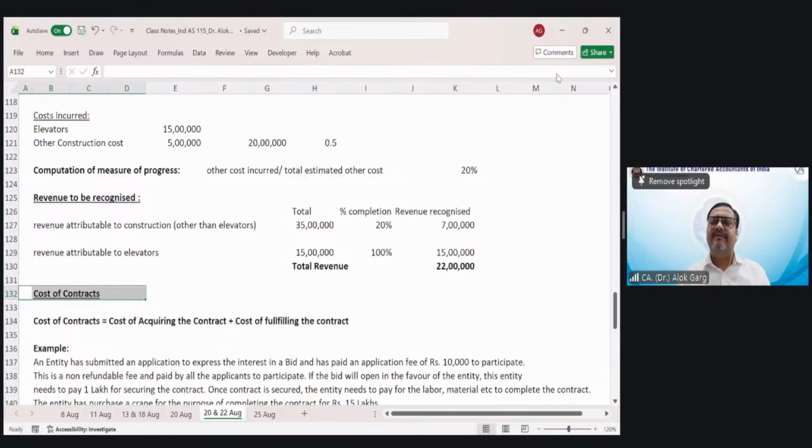For example, the entity has decided to bid in a government contract. Okay. And the terms and condition was, once the contract is awarded in favor of the entity, it has to pay 1 crore rupees, right? Otherwise, this contract will not be provided to the entity.